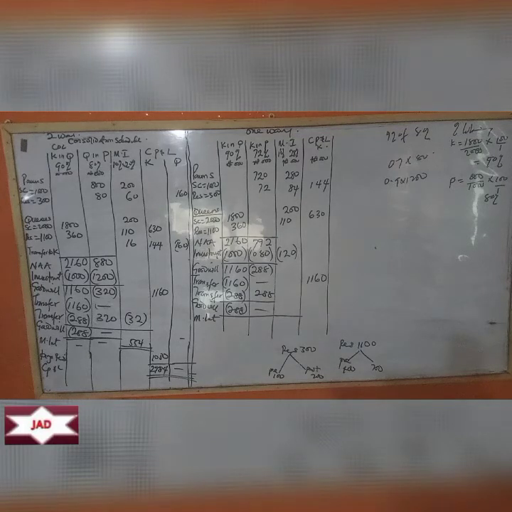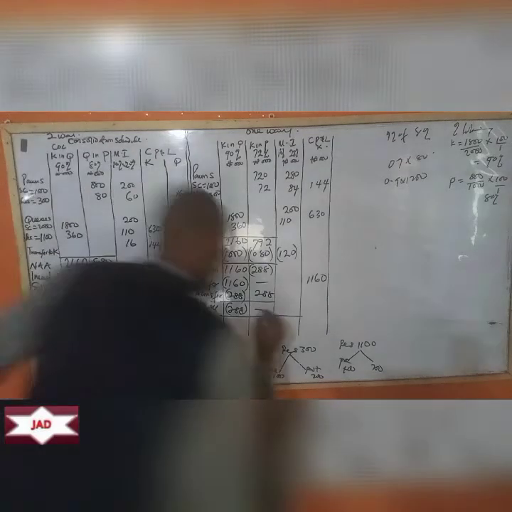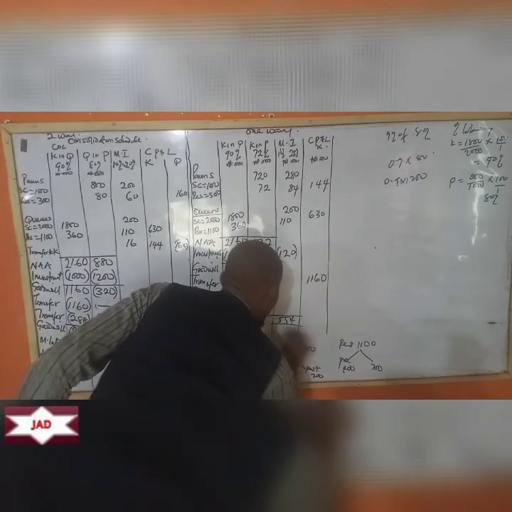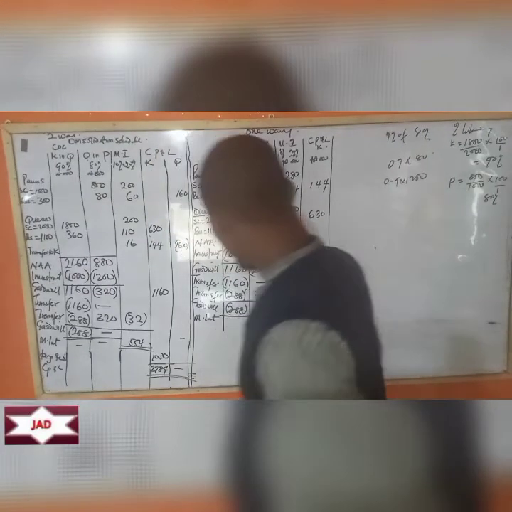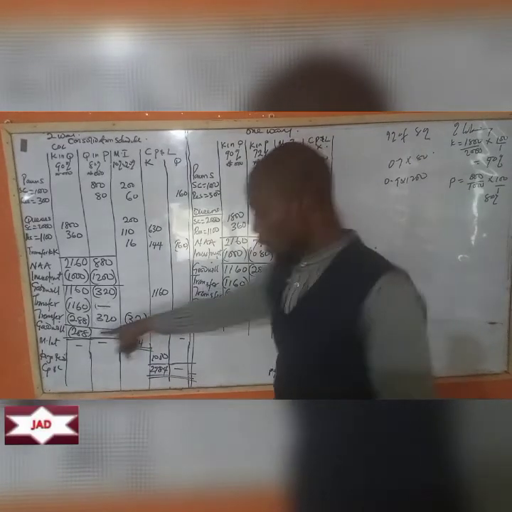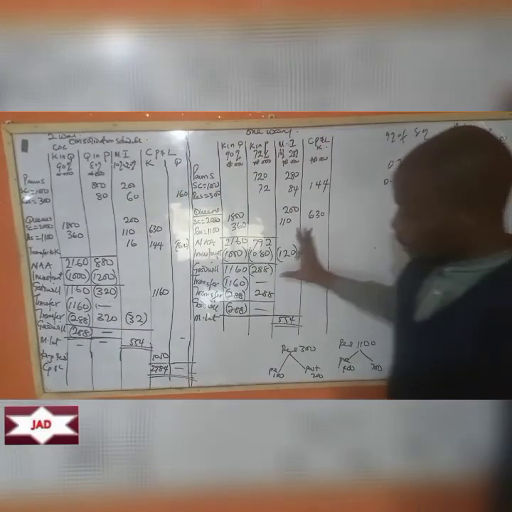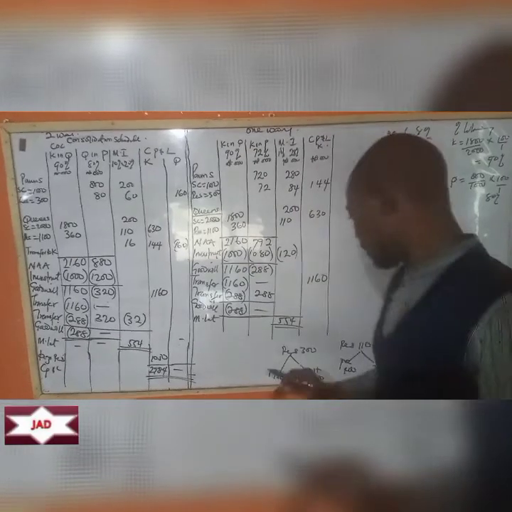Then there's 110. Let's go again. 280 plus 84 plus 200 plus 110 minus 120. 554. You have 554. You can see that the minority interest here is the same thing as what you have here. So there are two different approaches, but you're going to get the same thing.